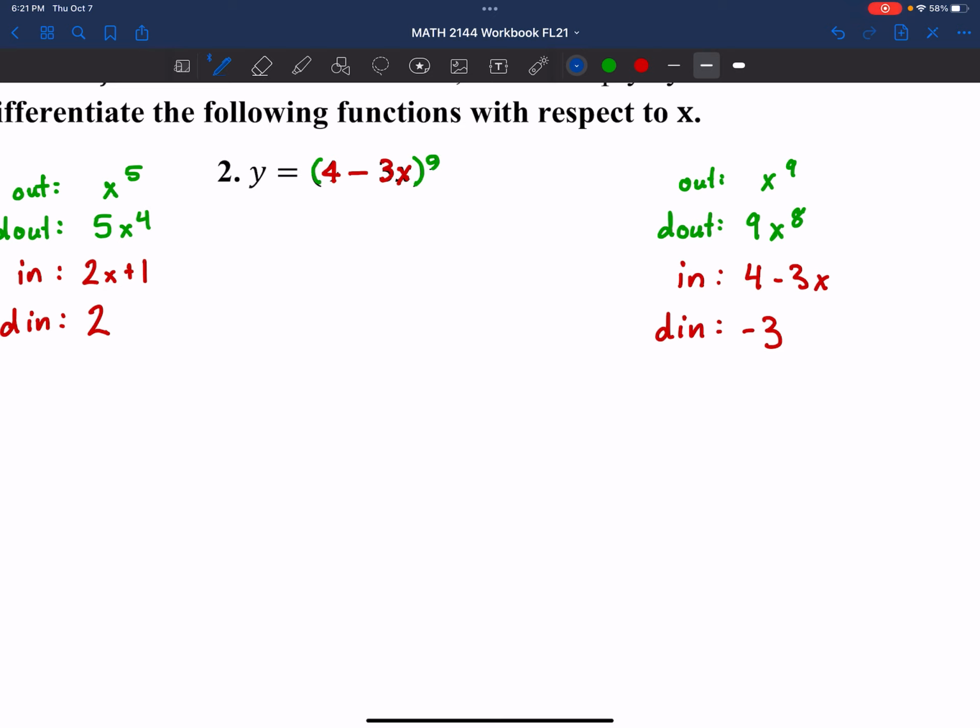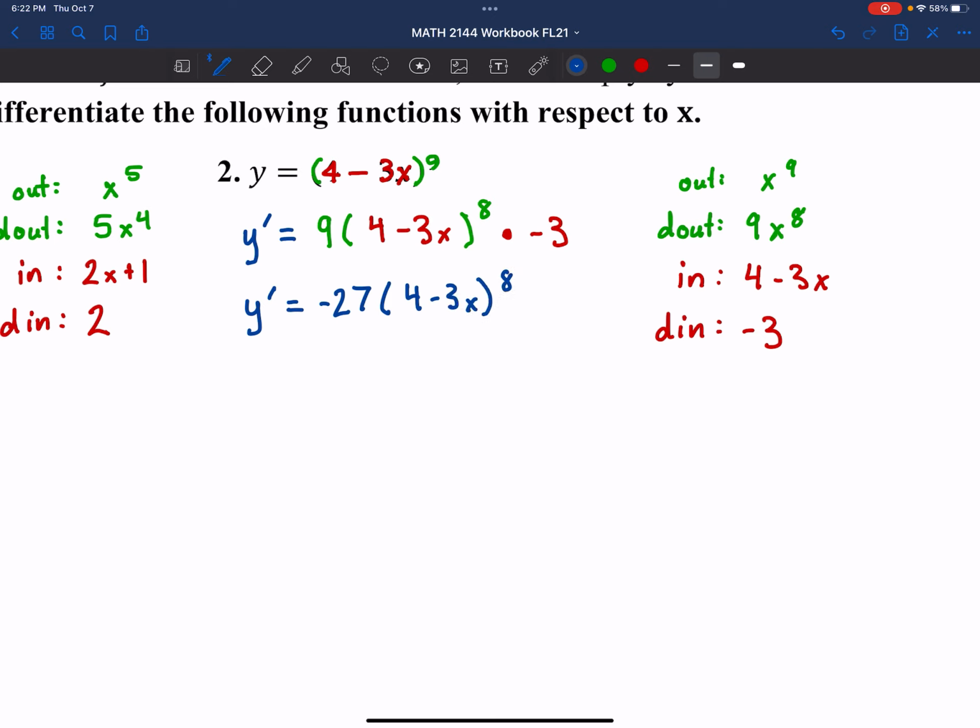Now let's use the chain rule. Y prime is equal to, okay, derivative of the outer, 9 comes down. It's now to the 8th power, but I leave the inner function alone. So it's 4 minus 3x right here. And now I multiply by the derivative of the inner, which is just going to be minus 3. A little bit of cleanup. We find y prime is equal to minus 27 times 4 minus 3x to the 8th.